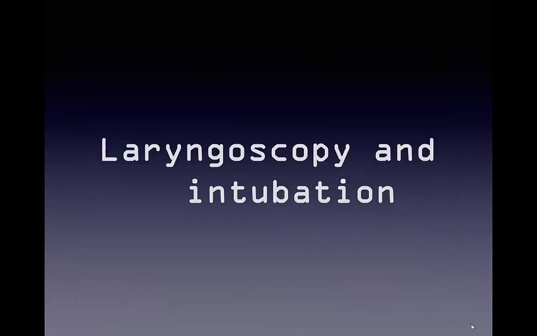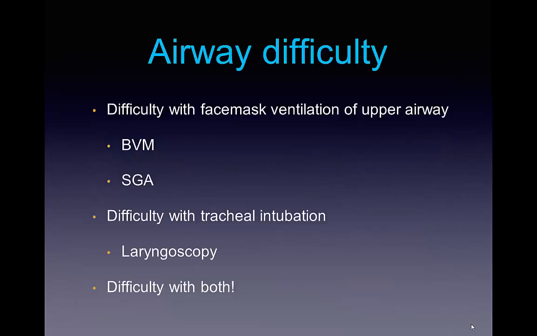Let's now talk about laryngoscopy and the actual act of intubation. Airway difficulty can be described as both difficulty with ventilation of the upper airway, this can be with a bag valve mask or a supraglottic airway such as an LMA, or difficulty with the actual tracheal intubation itself, including laryngoscopy. And of course, difficulty with both of these things can occur during intubation, and that certainly marks a difficult airway.